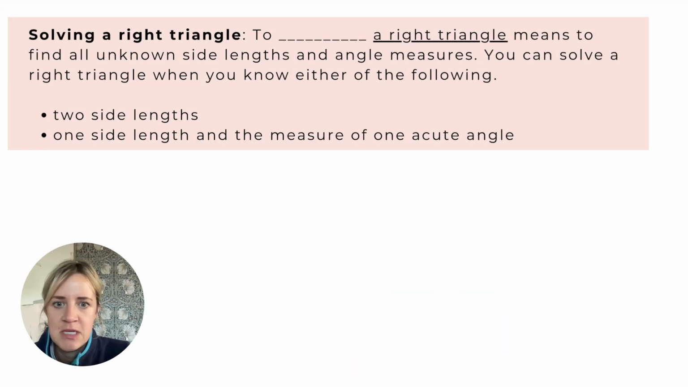Okay, you guys, we did it. We are at the final lesson of our trigonometry unit. In this lesson, we are going to use a big word. The word is solve. We are the Solve It team. We are going to solve right triangles. To solve a right triangle means to find all unknown side lengths and angle measures.